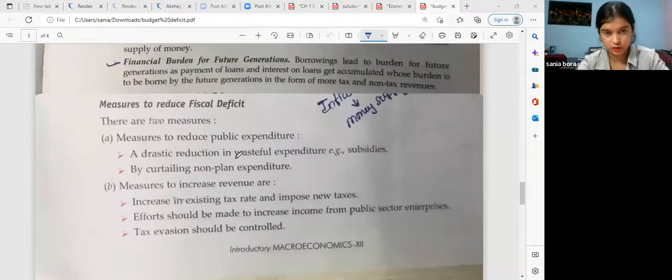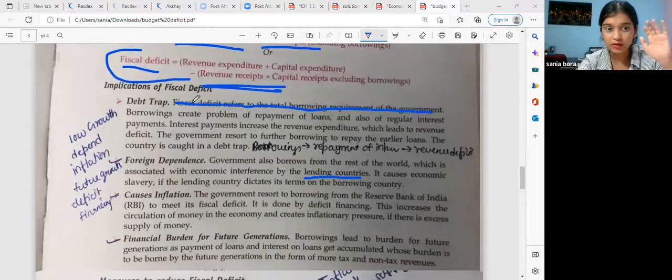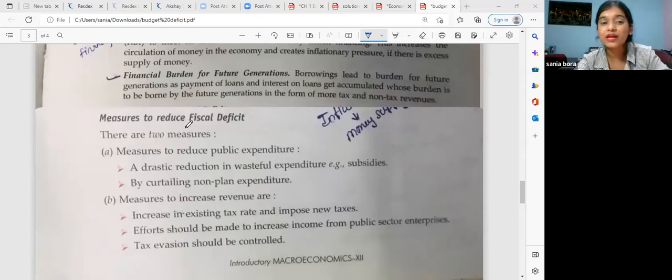Now the suggestive measures. Basically, primary revenue and the fiscal deficit are somewhere the same, and the problem is the same, right? Of course, you can even check. Inflation was a thing. Foreign dependence, like borrowing, was a thing. Financial burden was also a thing. So they are somewhere the same. So of course, when it comes to measures like the suggestive measures, they are also the same.